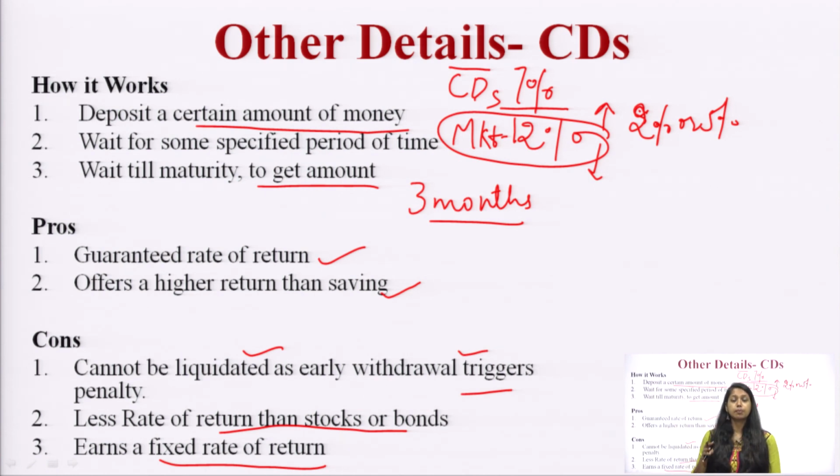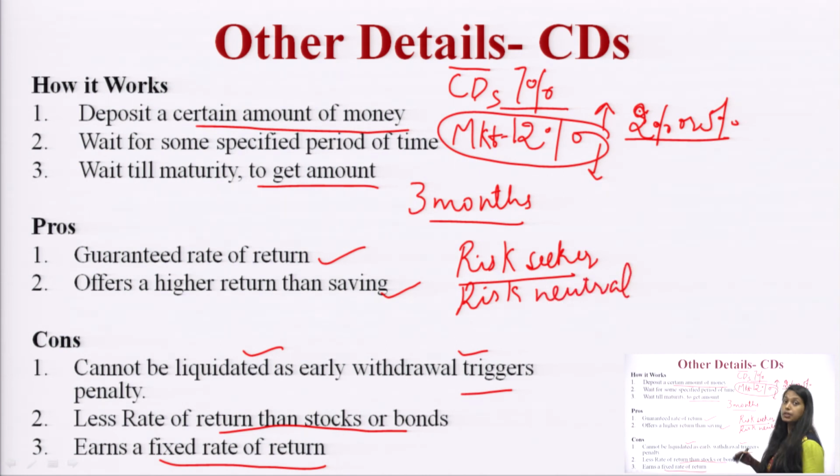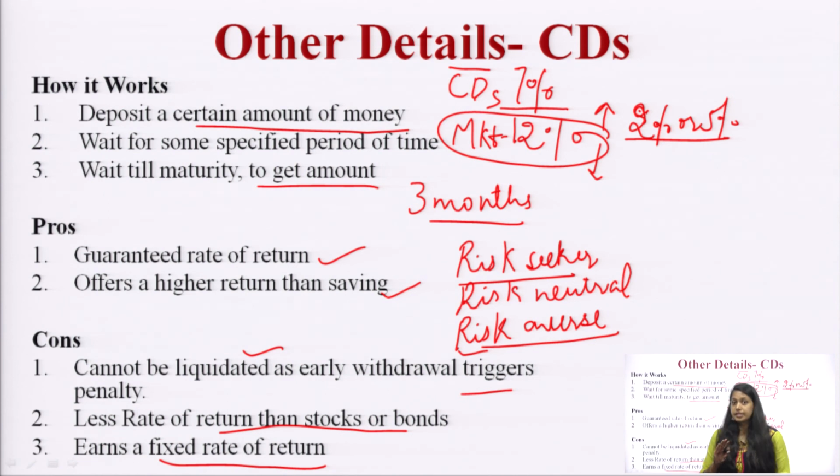There are 3 types of people when it comes to taking risk. Risk seekers are the people who are ready to take the risk. They may say okay, the rate may decrease, the rate may increase, so I am ready to bear it. Risk neutral are neither inclined on taking the risk, nor inclined on not taking the risk. And risk averse are the people who are not ready to take the risk. They have a complete no, a big no to the risk. So, for them it is a good instrument in which they can invest.